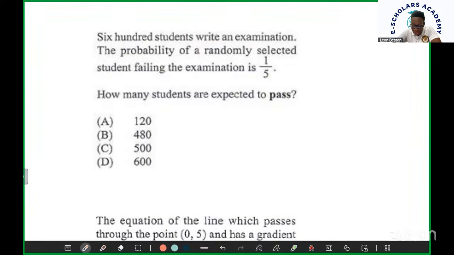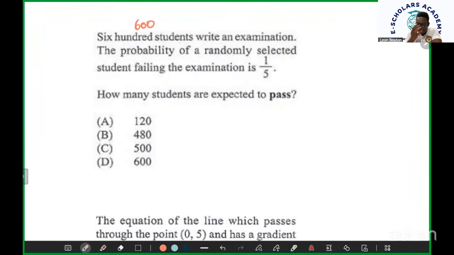So 600 students write an examination. The probability of a randomly selected student failing the exam is 1/5. How many students are expected to pass? The probability of somebody failing is 1/5, and we have 600 people. This is the probability of selecting somebody that fails, and obviously the rest is the probability of selecting somebody that passes.